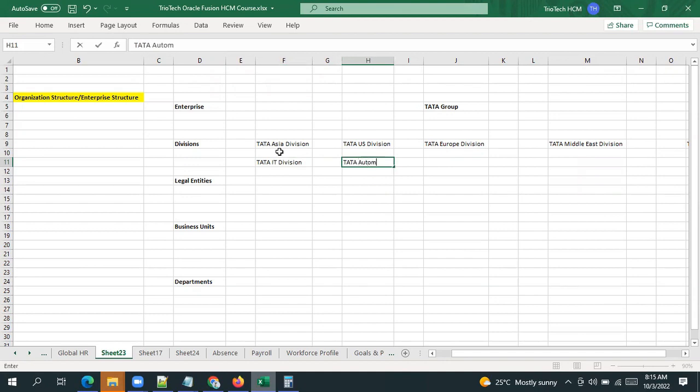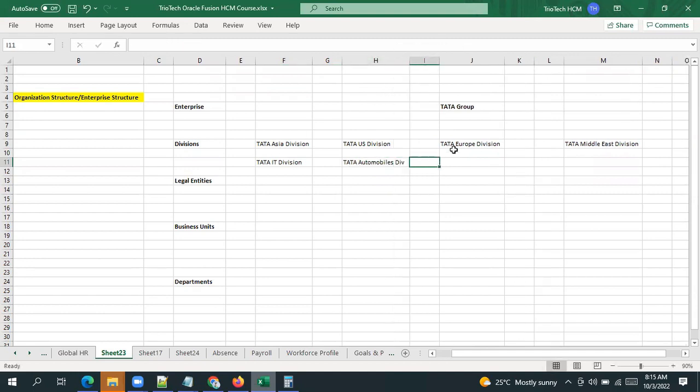Then Tata Automobiles division, and then something like, let's say, Tata Manufacturing division, then Tata Aviation division. So depending upon the mode of business, team, just give me a second.